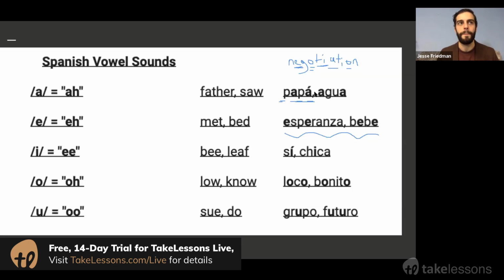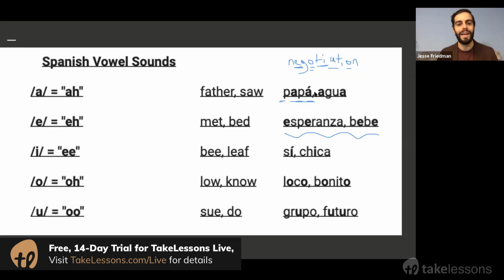Try it out. These words are esperanza y bebé. Esperanza and bebé. Anyone know what these two words mean? You can type it into the chat. These are some harder ones. Bebé is baby. Very good, Stefan. Esperanza. Does anyone know esperanza?